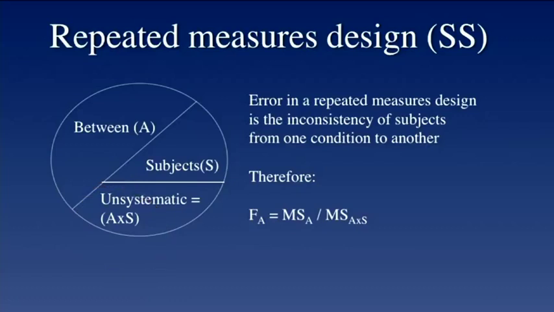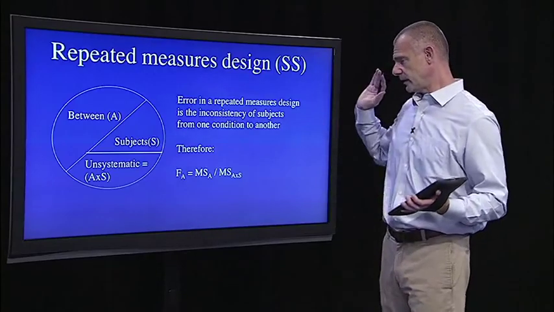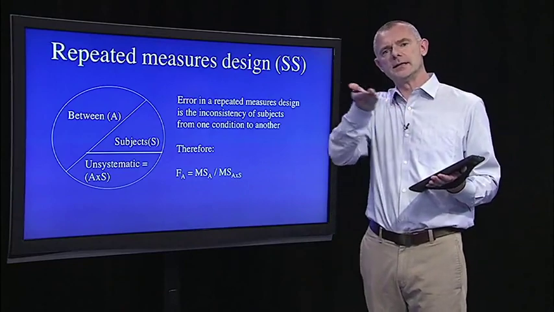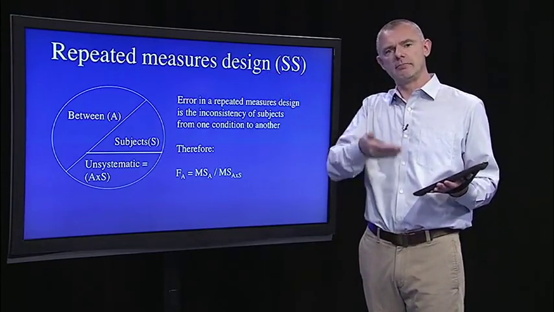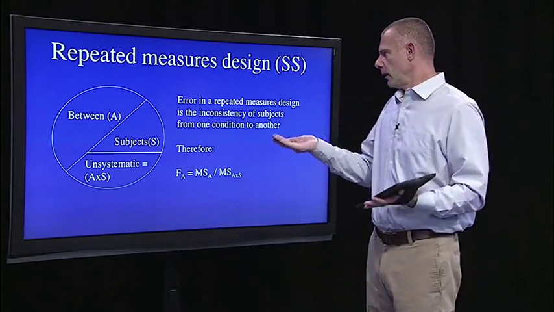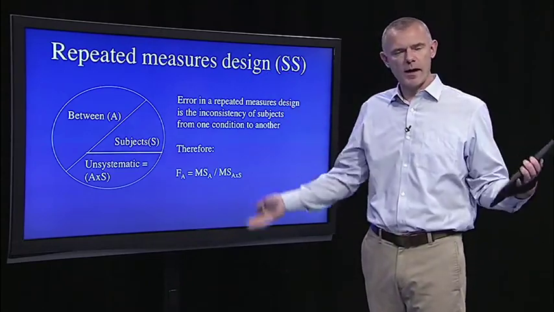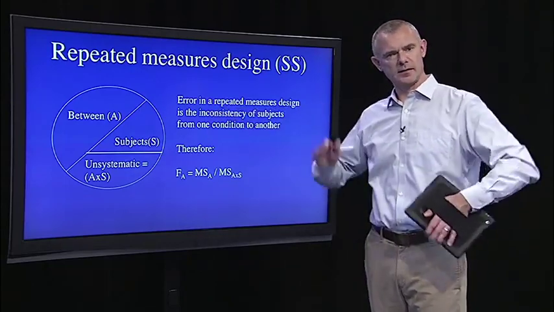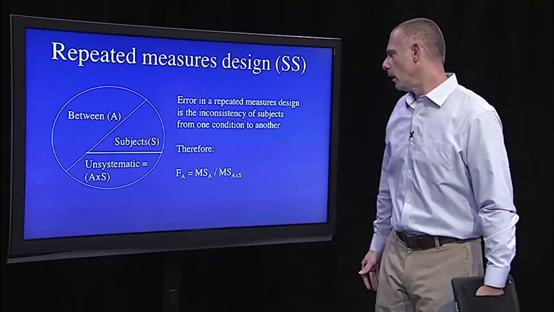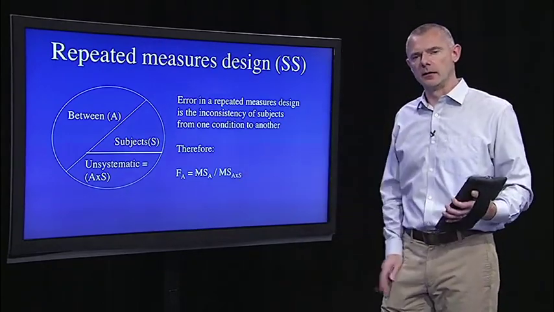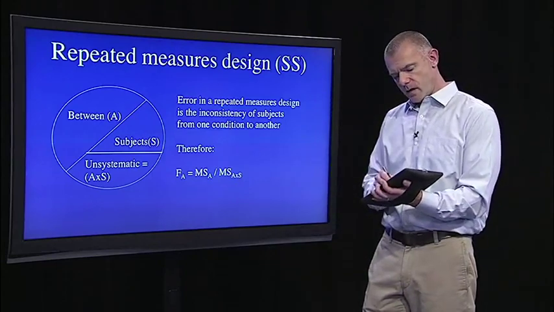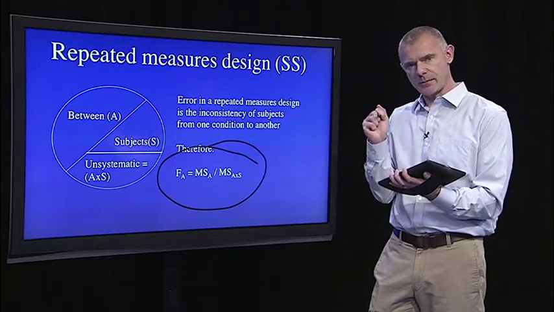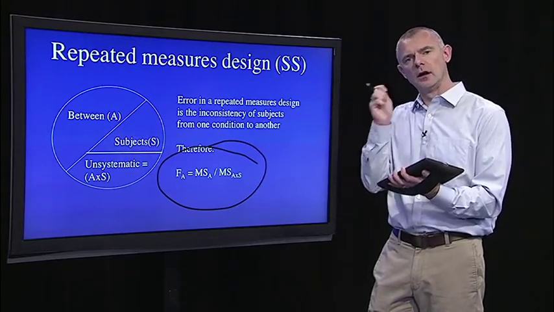That may sound a little weird, so think about it this way. It's the inconsistency of subjects across conditions. If subjects are perfectly consistent across conditions, then that's systematic. There's no error. If subjects sort of change in random ways from one condition to another, not consistent with A, that's the definition of interaction, right? Then I don't know what's going on. That's error. So the F ratio now is mean squares sub A in the numerator, just like before, but now the error term is MS A by S, the interaction of conditions by subjects.